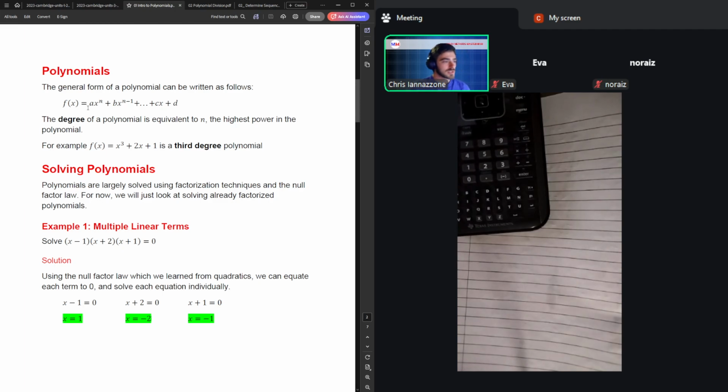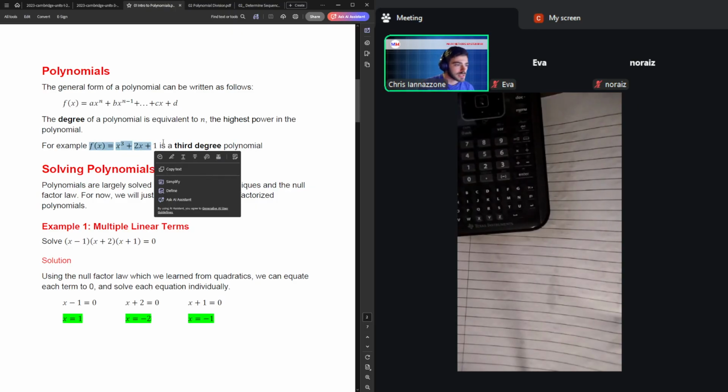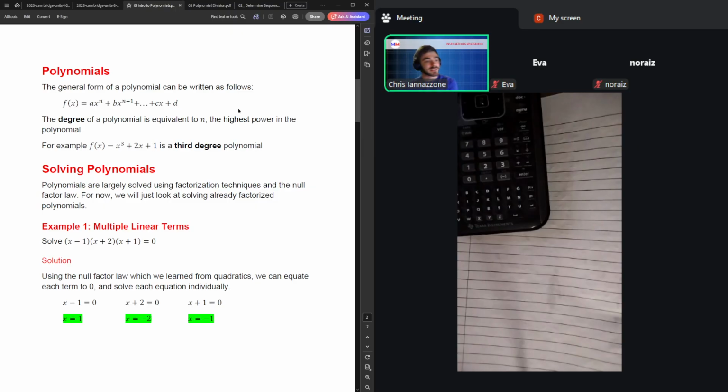And the degree of a polynomial is a key term. Specifically, it is referring to the highest power of that polynomial. So in the example provided, x cubed plus 2x plus 1 would be considered a third degree polynomial, since the highest power in that sequence is 3. Otherwise, that would be known as a cubic. You'll notice that a lot of different functions will have multiple names that refer to the same thing. Kind of like how a quadratic could be considered a second degree polynomial.